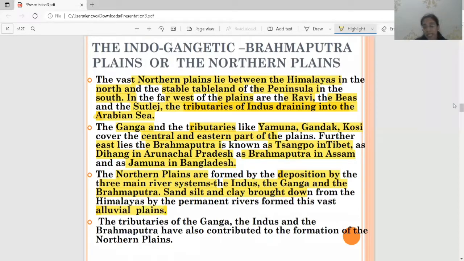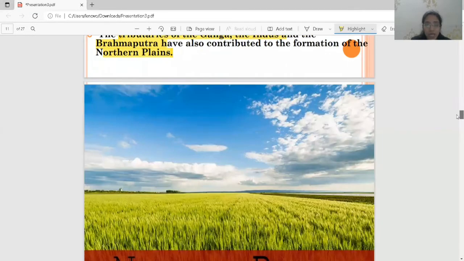When sand, silt, and clay are brought down from the Himalayan mountains by these permanent rivers, they form alluvial plains. The tributaries of the Ganga, Indus, and Brahmaputra have contributed a lot in the formation of your northern plains. So the main contribution of these three rivers is in the formation of your northern plains. The Sangpo is another name of Brahmaputra in Tibet. Like we call the river Brahmaputra here, in Tibet it is known as the Sangpo.